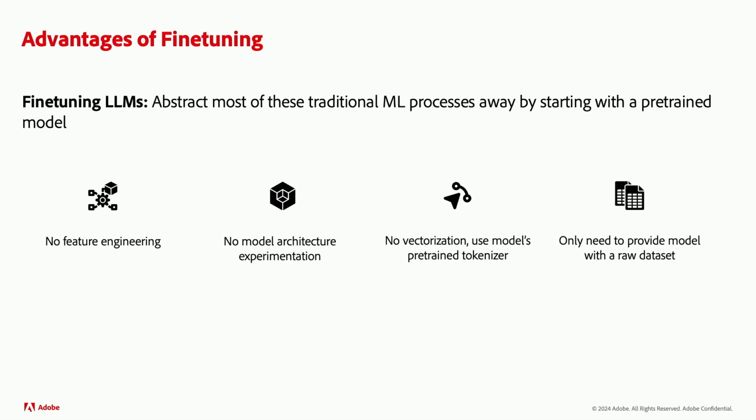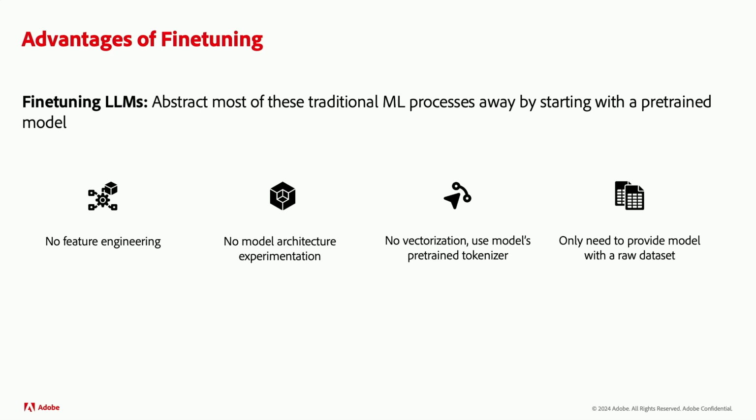There's no more manual vectorization. We're just going to use the model's pre-trained tokenizer instead. And all we're really concerned about here is providing the model with our raw data set. And one other note to emphasize here is that with fine-tuning LLMs, we're more concerned about data quality. So passing in good quality data to actually fine-tune our model on, because that is the most important part here.